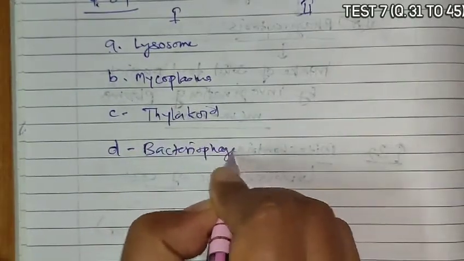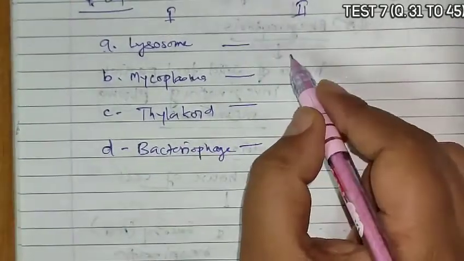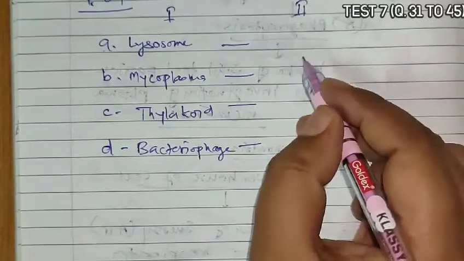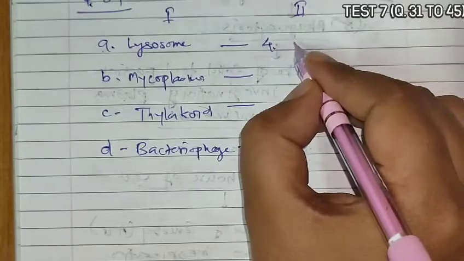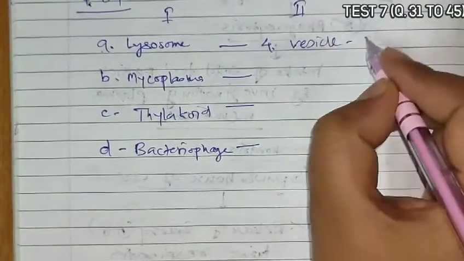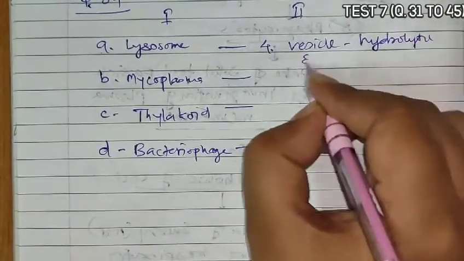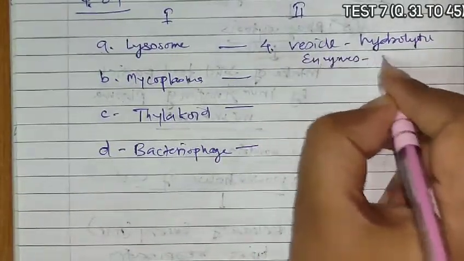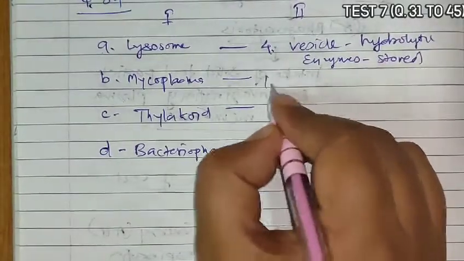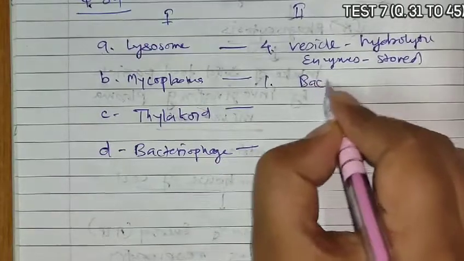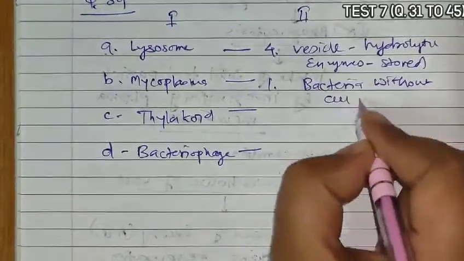Now if it matches with column 2, lysosome is a vesicle in which hydrolytic enzymes are stored. So fourth, D, matches with A, that is a vesicle in which hydrolytic enzymes are stored. Now mycoplasma matches with the first, that is a bacteria without cell wall.